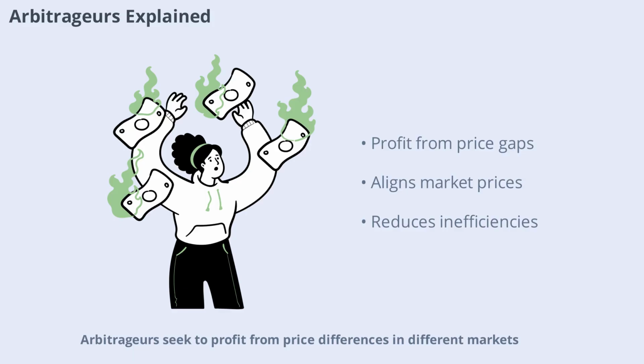Arbitrageurs seek to profit from price differences in different markets. For example, if a currency is cheaper in one market and more expensive in another, an arbitrageur will buy low and sell high, closing the price gap. In currency derivatives, arbitrage opportunities may exist between the underlying and derivatives markets, or between OTC and exchange-traded markets. Arbitrage helps ensure prices remain aligned across markets.